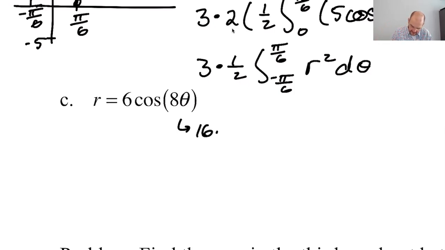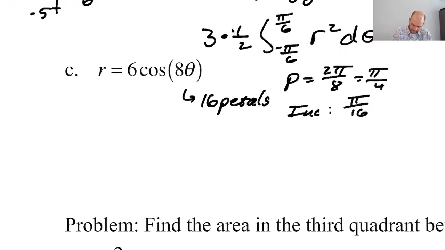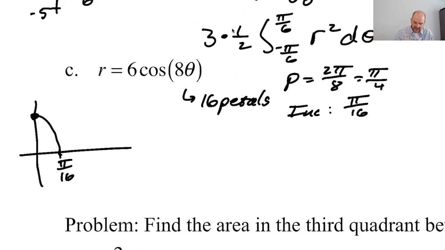So this will be 16 petals. So the period is 2 pi over 8, which is pi over 4. I just worked that out. The increment is pi over 4 over 4, so pi over 16. So if I graph a little bit of the rectangular, start here, go to pi over 16, that's half a petal, right? So there's 16 petals. I'm only finding half, so I'll have to double it.